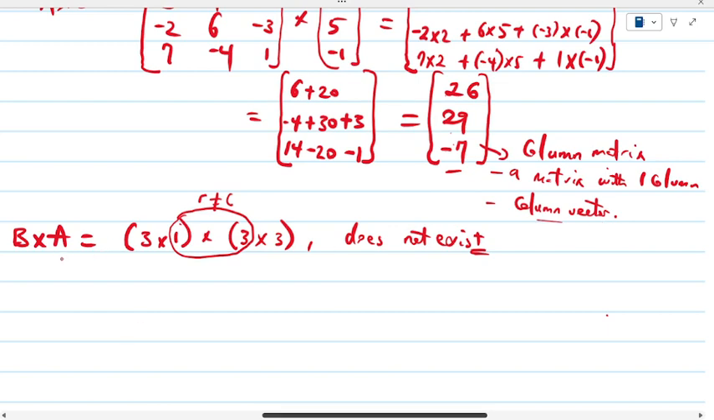So we also check if B times A is possible. We find that the number of columns of matrix B is 1, whereas the number of rows of matrix A is 3. So they are not equal. So we say that the multiplication of B and A does not exist.